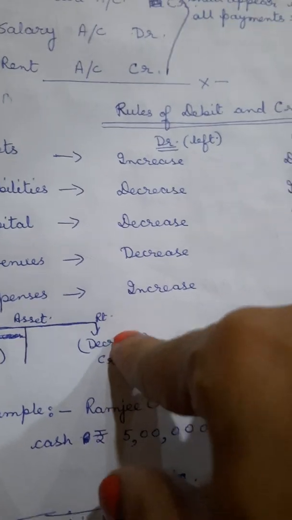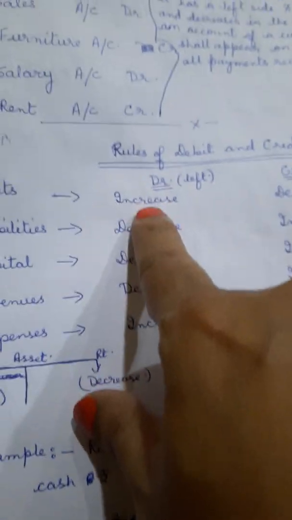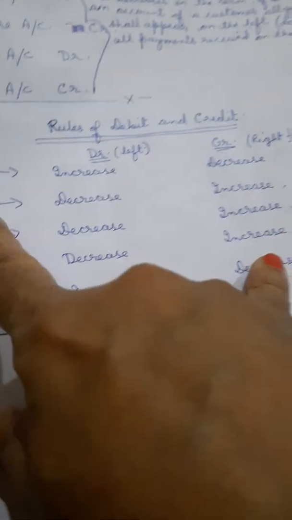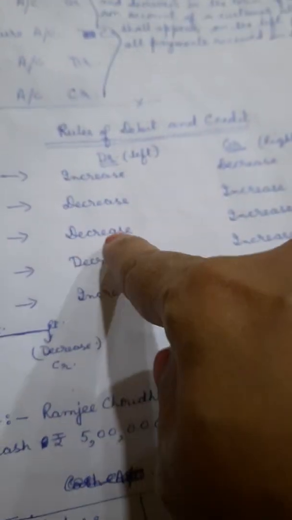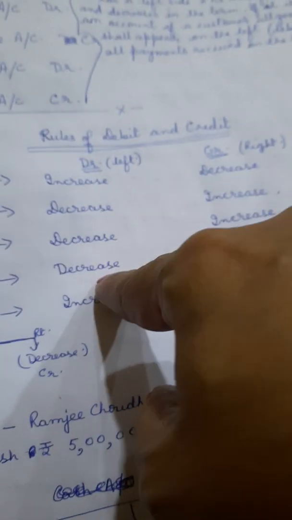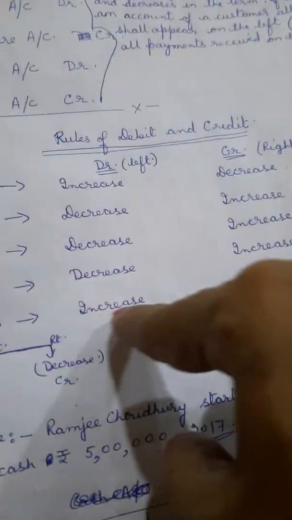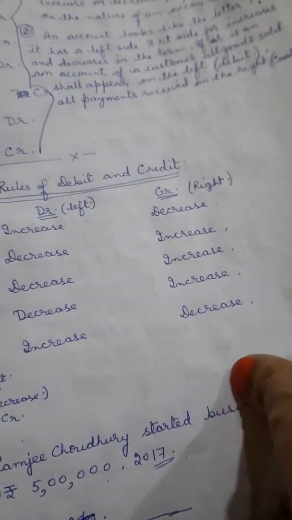So what are the rules of debit and credit? If it is assets, then debit side increases, credit decreases. Liabilities: debit decreases, credit increases. Capital: debit decreases, credit increases. Revenues: debit decreases, credit increases. Expenses: debit increases, credit decreases. So these are the rules for debit and credit.